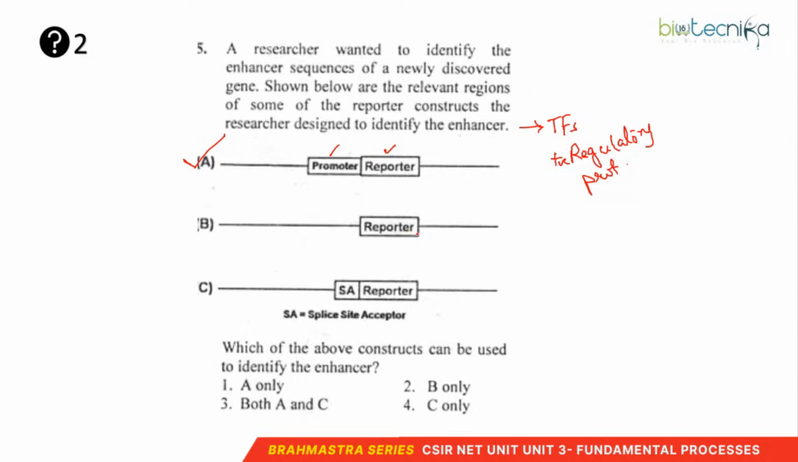What about the second one? Reporter gene is only present, but there is no promoter. Who will transcribe the reporter gene? If there is no promoter, polymerase will not be able to sit, right? So this construct is not correct.